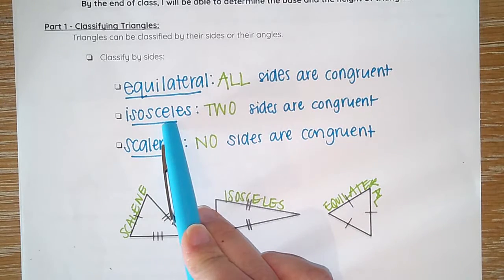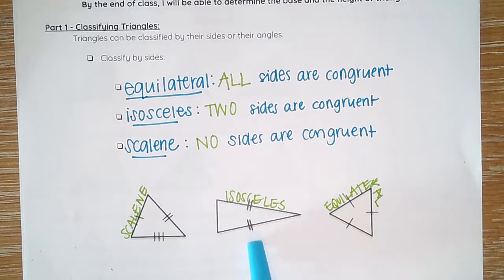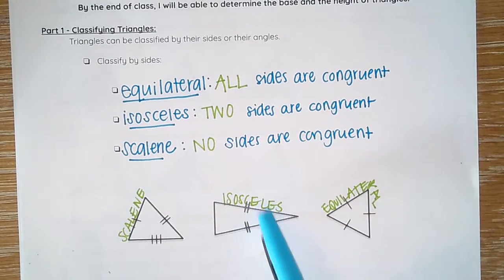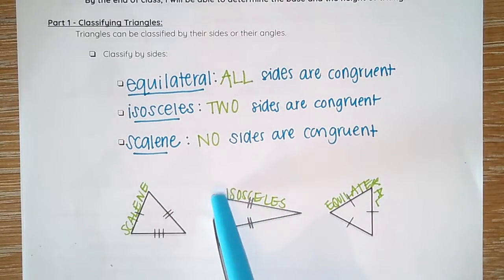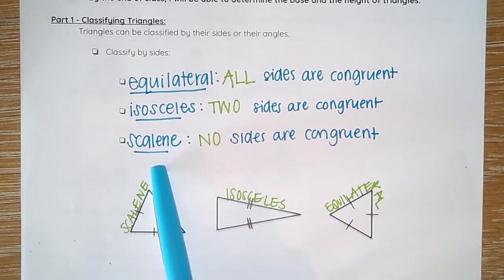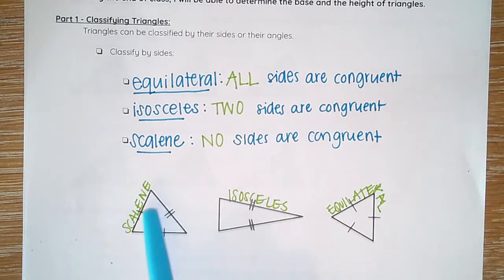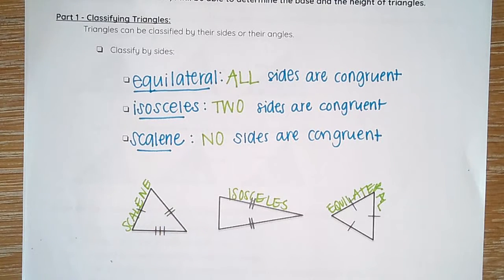Isosceles triangles have two sides that are congruent, again noted by the same tick marks. These two sides are congruent while this is a different length. And then lastly, we have scalene, and this is where there are no congruent sides. So scalene has three different length sides.